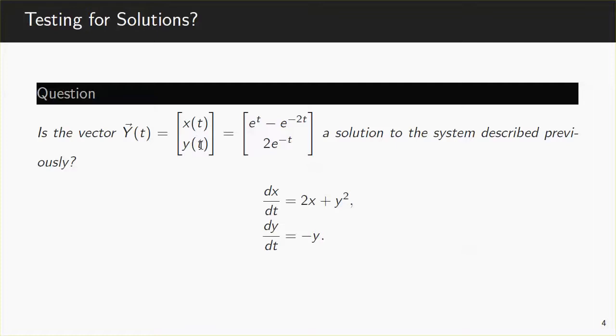What would it mean for this to be a solution to this system? Well, y is equal to 2e to the negative t. That derivative better equal negative y. And x is equal to this. That derivative better equal 2 times x plus y squared. So we can take the derivatives of these two functions and write them here. Then we can substitute the functions in and compare. If they're all equal, then it's a solution. If they're not equal, then it's not.